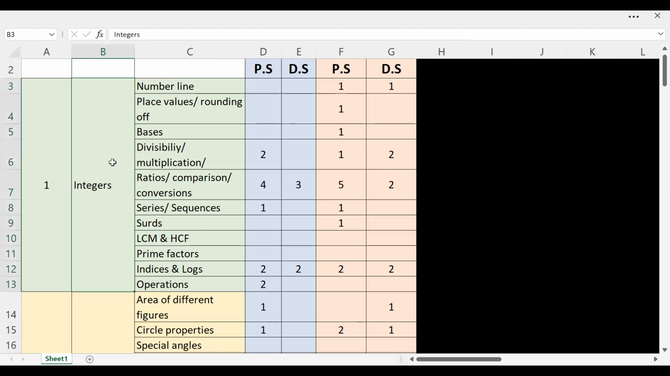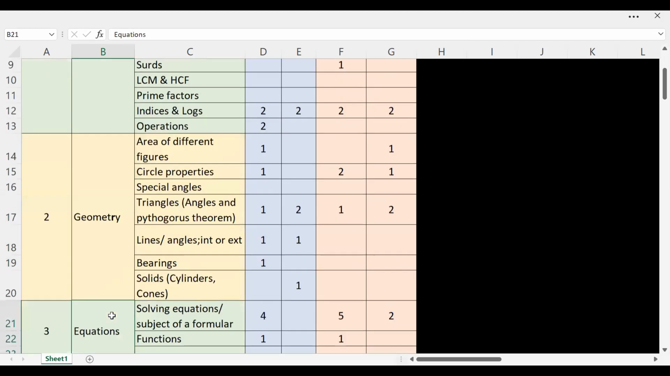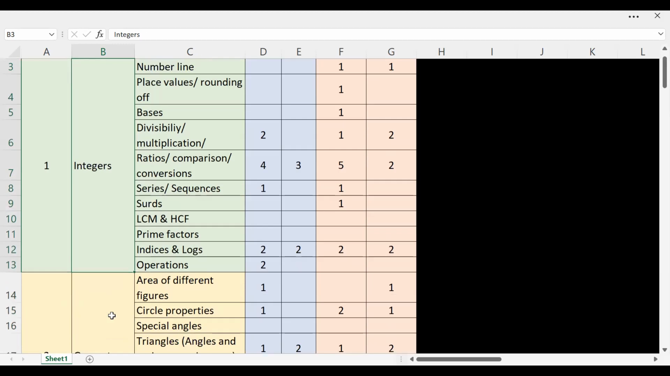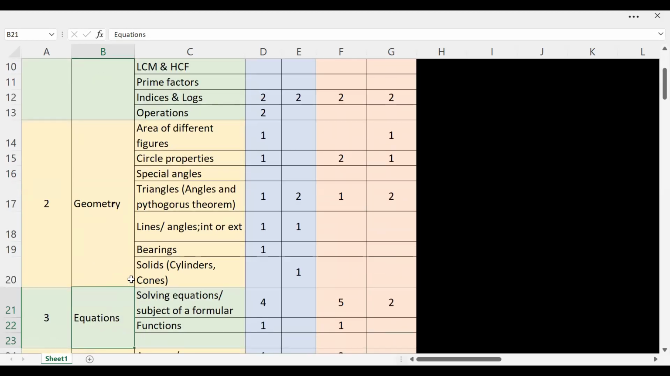So we have integers, we have those subunits there: number line, place values, bases, ratios, LCM, operations. And we've already seen some of the common questions that come there. And then we have geometry. This part here, geometry, normally the questions are all about circle properties and triangles. That's where most of the questions do come from. So we need to really know the content.